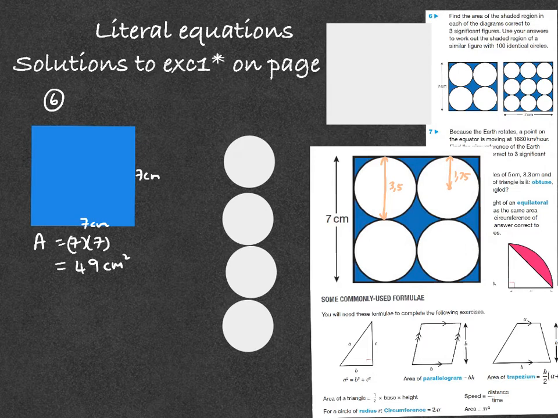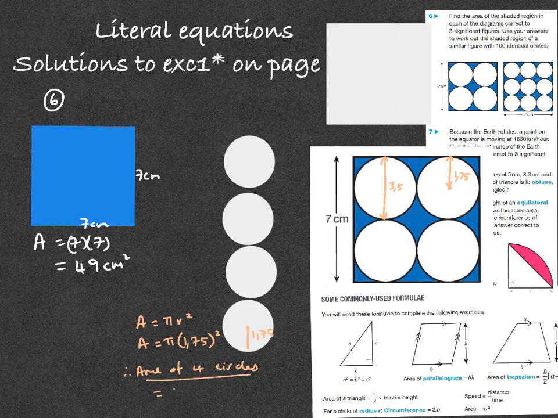Alright, and then the area of those circles. What's the radius of one of those circles? That would be equal to 1.75, right? So let's work out the area of one circle. That will be pi r squared, so it's pi times 1.75 squared. If you type that in, that's the area of one circle.